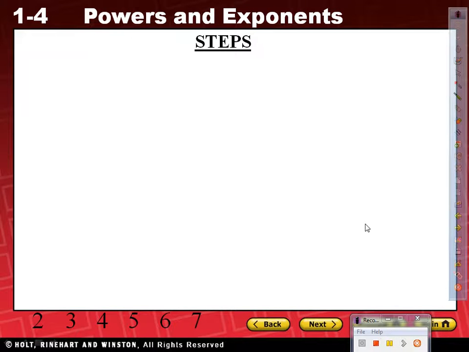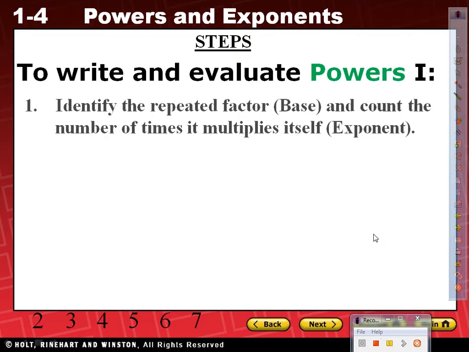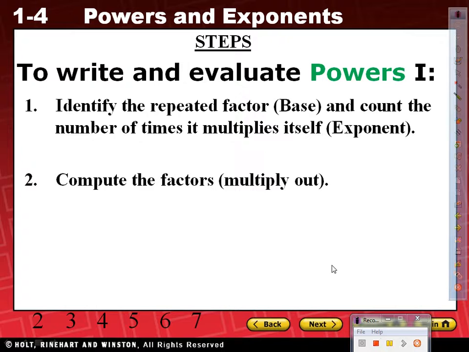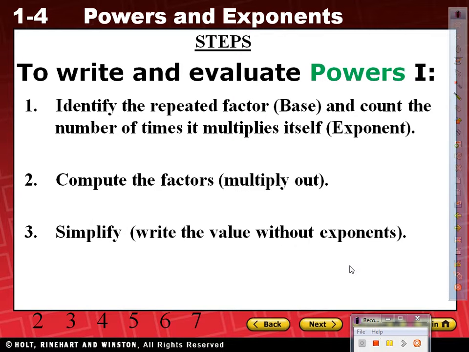So, steps. I do want you to copy these, please. To write and evaluate powers, number 1, identify the repeated factor, which is the base, and count the number of times it multiplies itself, the exponent. Step 2, compute the factors, which means multiply out. Step 3, simplify, which is write the value without exponents.